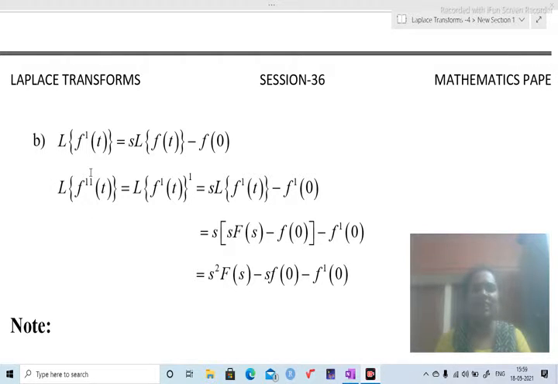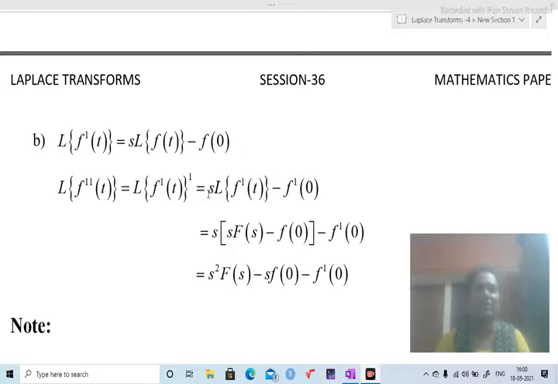Second one, Laplace transform to prove second one, we are going to use first one, that is L of f dash of t equals s into L of f of t minus f of 0. L of f double dash of t equals f double dash of t, how we are going to get means differentiation of f dash of t is f double dash of t. That's why I am going to write f double dash of t as f dash of t into dash. But we already know the value of L of f dash of t. So if we have f double dash here, we are going to write f dash and f dash.